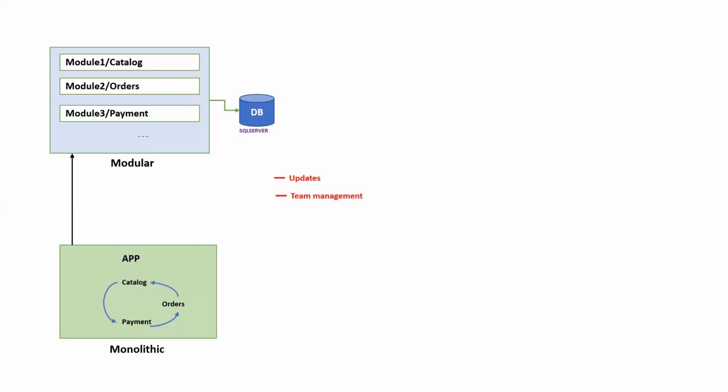Another one is team management. We also mentioned team management and deployment, because people are working on this together. Let's say one team is working on the catalog module, another team on orders, and another on payment. All are working in the same application, so definitely there will be a problem, because it is tightly coupled with no separation for individual development, since everything is in a single application, even though the code is separated.